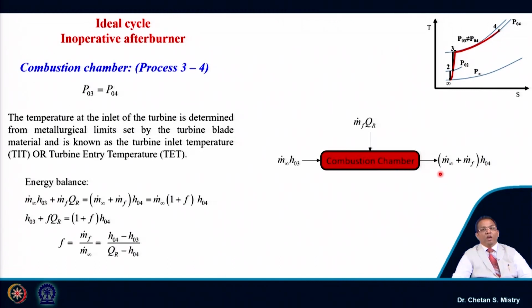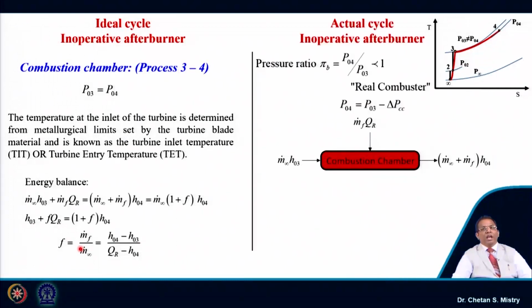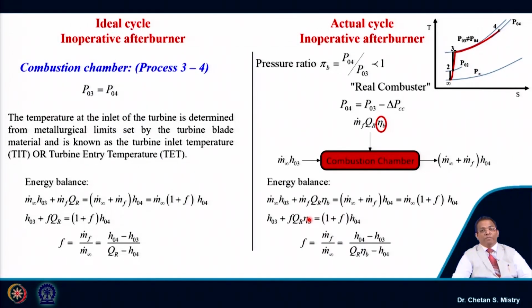Now if I write my energy balance for the ideal condition, then I am able to calculate my fuel air ratio. In actual conditions, we know that because of friction we will have losses, and these losses are calculated based on this correlation. It says 2 to 5% losses will happen inside the combustion chamber. For the actual cycle analysis, we need to introduce the term burner efficiency. So my correlation for the fuel air ratio will change here.